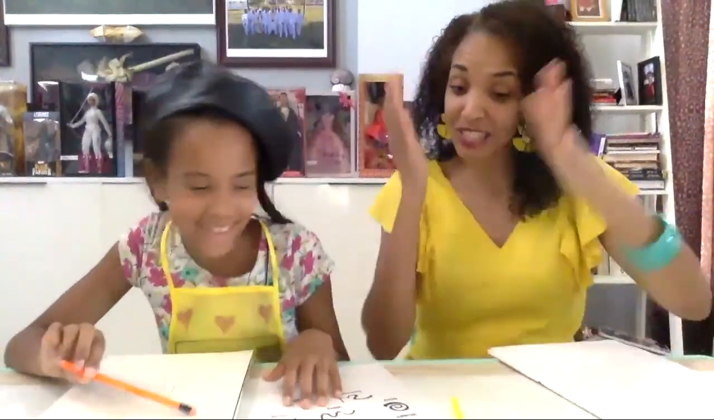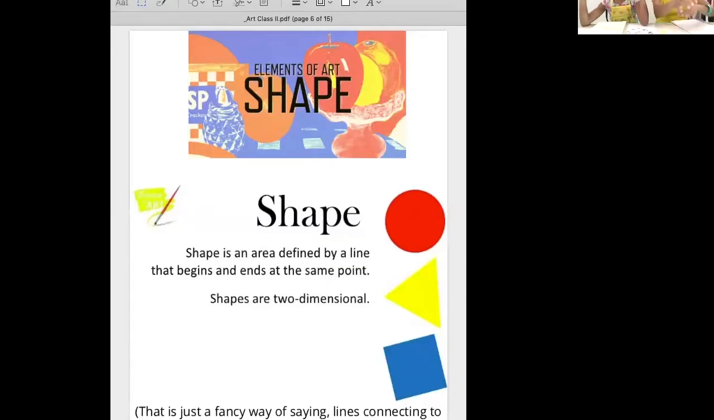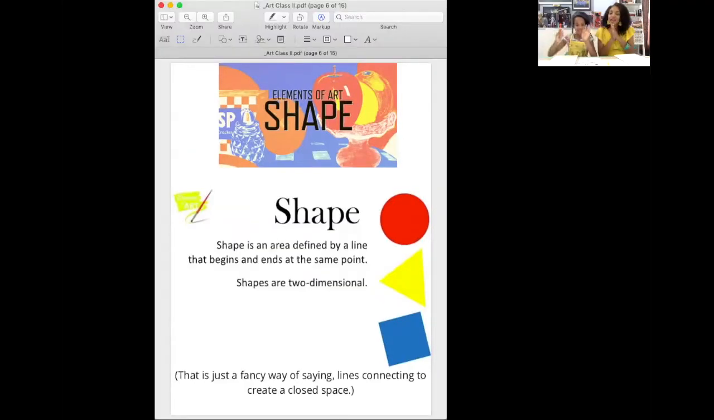Okay. So that was what we discussed last week. And what is the element for this week? Today we are going to be discussing shapes. I love shapes. I think shapes are my favorite element of art. Color is fine, but we haven't gotten there yet, and shape is my favorite.